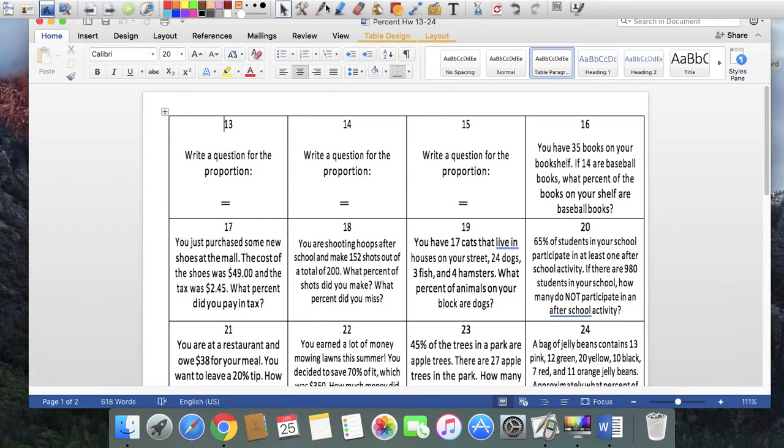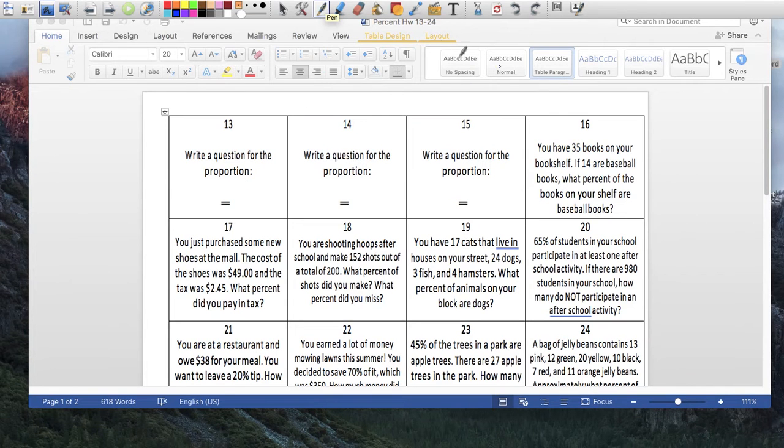So let's go to question 16. 13, 14, 15 I will not do. And right over here, let's write 100. So you have 35 books on your bookshelf, 14 are baseball. What percent of books are baseball? So very straightforward. 35 books is the total. 14 of them are baseball. So what would be the mystery number here?